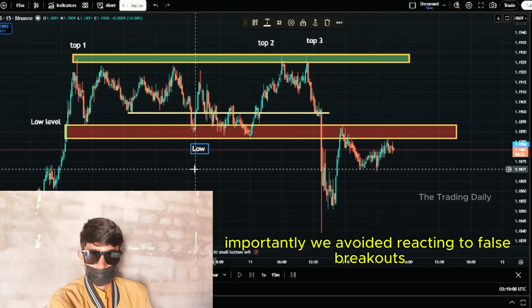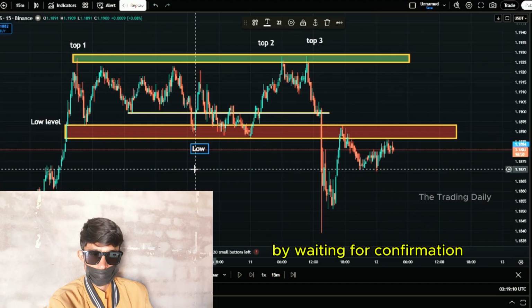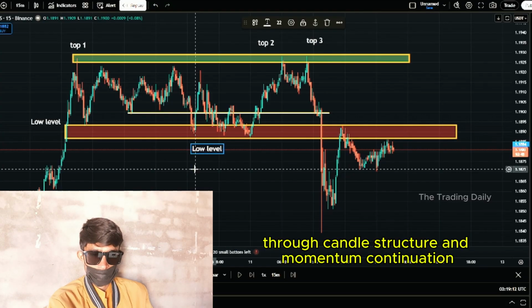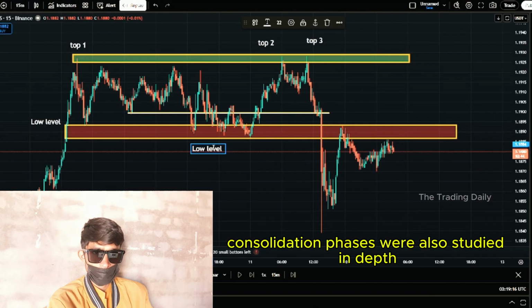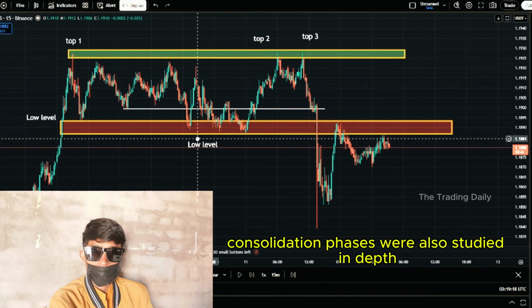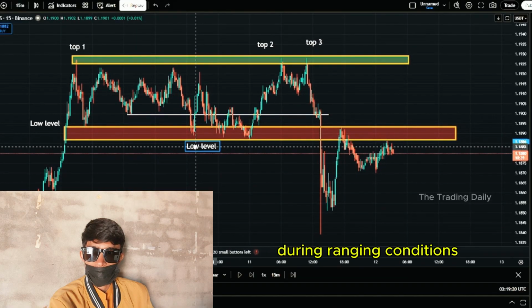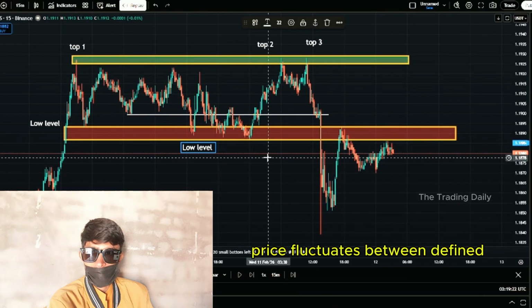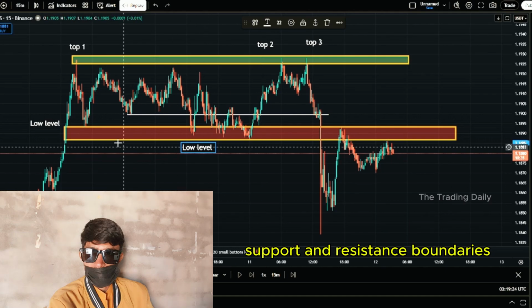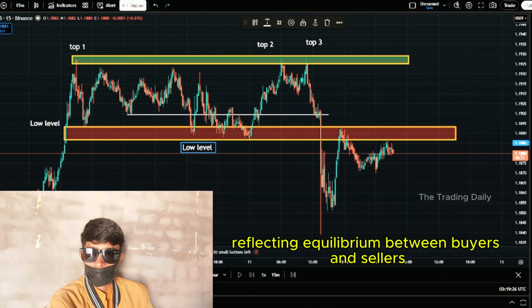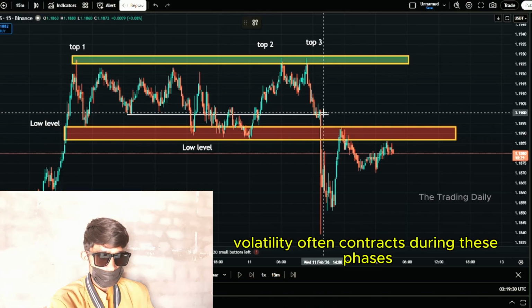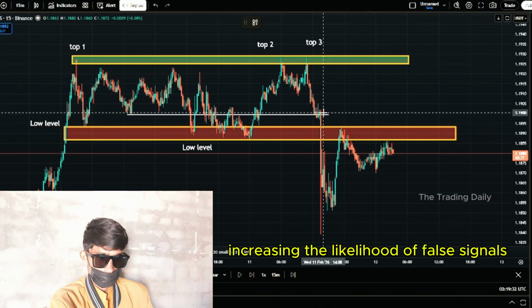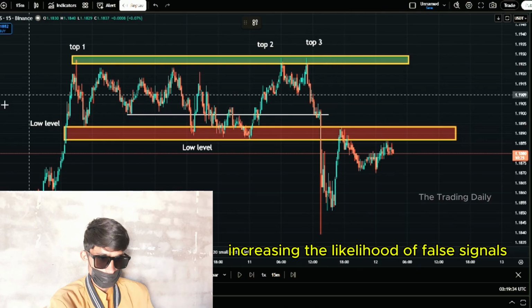Importantly, we avoided reacting to false breakouts by waiting for confirmation through candle structure and momentum continuation. Consolidation phases were also studied in depth. During ranging conditions, price fluctuates between defined support and resistance boundaries, reflecting equilibrium between buyers and sellers. Volatility often contracts during these phases, increasing the likelihood of false signals.